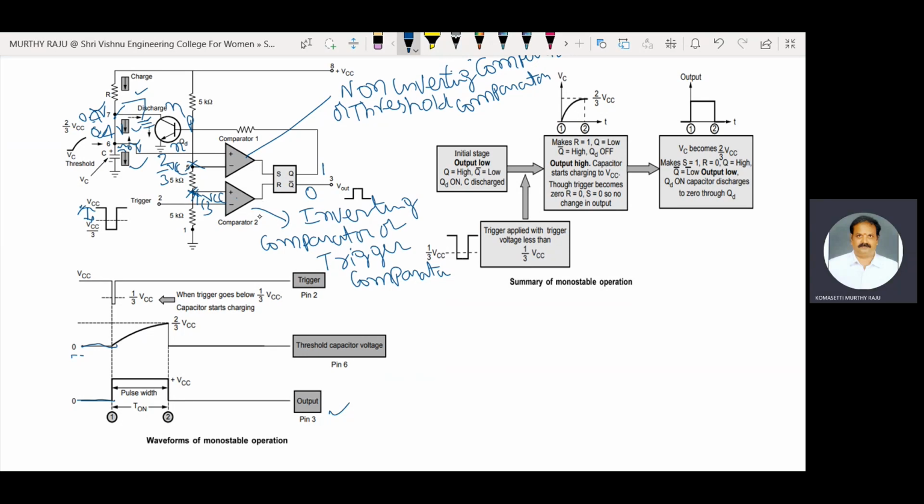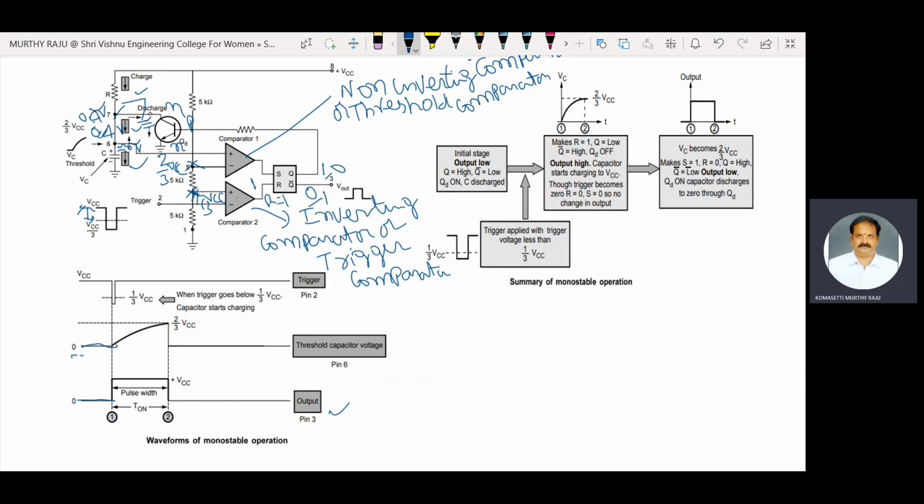Therefore, the output of comparator 2 is high, because the trigger signal is less than 1/3 VCC, which is connected to the non-inverting terminal of comparator 2. Therefore, the comparator output is high. R is equal to 1, Q dash is 1, and Q is 0.